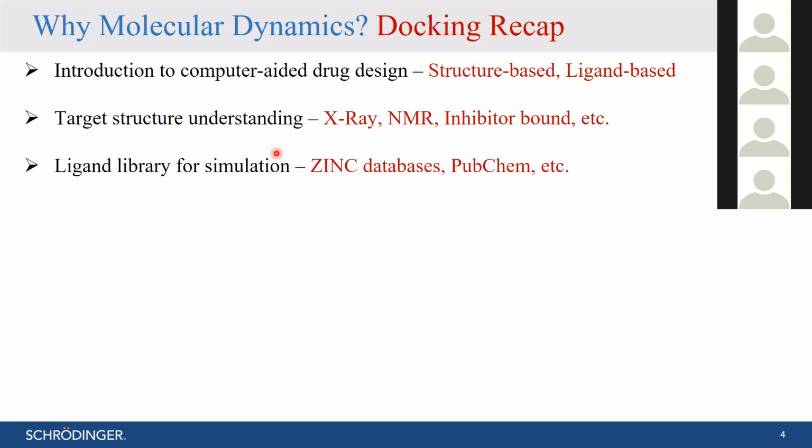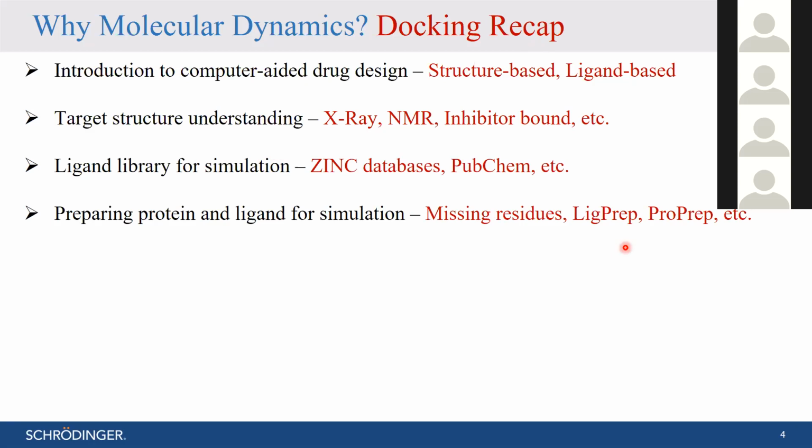We also looked at ligand libraries, where we looked at different databases that you can use to prepare your ligands. We have ZINC databases, we have PubChem, we have other databases. We also looked at protein preparation and ligand preparation for docking, not for simulation. If you have missing residues in your protein, how do you fix them? How do you generate different tautomers for ligands? How do you generate different protonation states for your protein? We looked at all of those things last week. After that, we also identified ligand binding sites using SiteMap. All of these were covered last week.